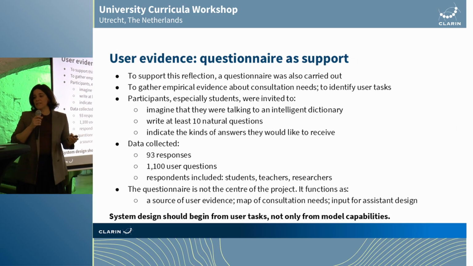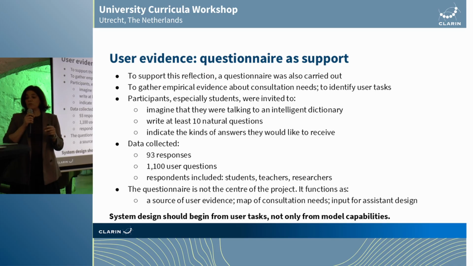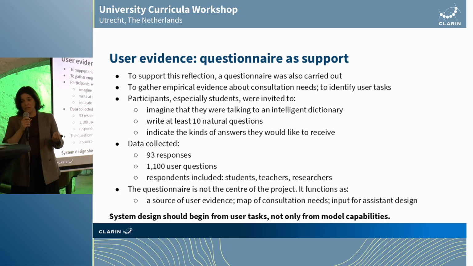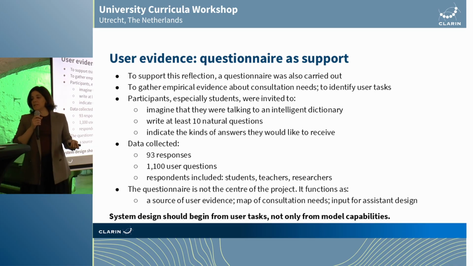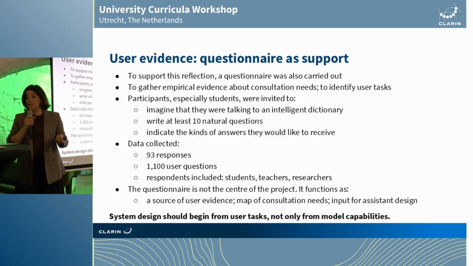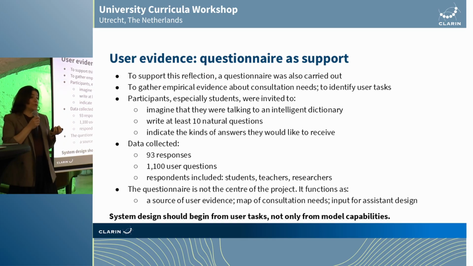To support this reflection, we also ran a questionnaire asking users what they would want to ask an intelligent dictionary. I do not want to make the questionnaire the center of the talk. For me, it is better understood as a source of evidence, a way of identifying users' tasks and consultation needs. Participants, especially my students, were asked to imagine that they were talking to an intelligent dictionary and to write at least 10 natural questions, and indicate the kinds of answers they would like to receive. So we received till now 93 responses and more than 1,100 questions. What matters here is not just the volume, but the fact that these questions give us a very concrete map of what users actually want to do when they consult a dictionary.